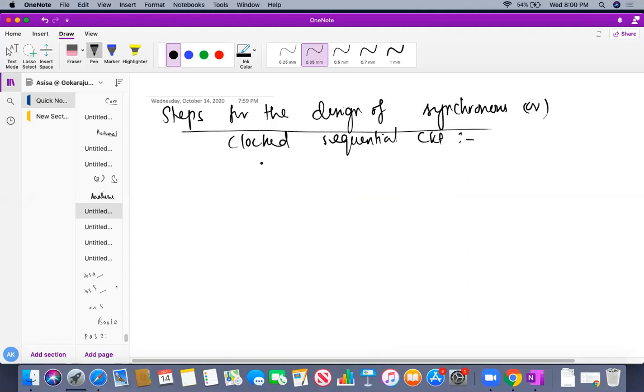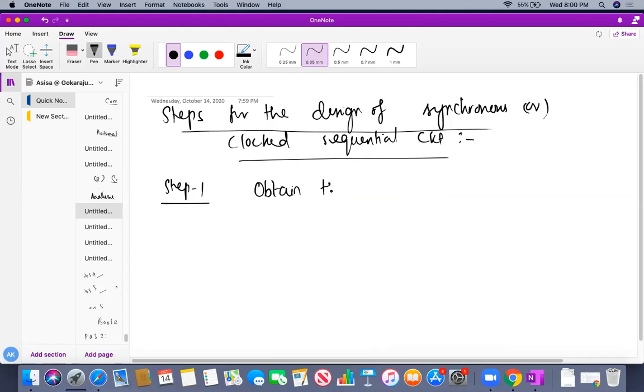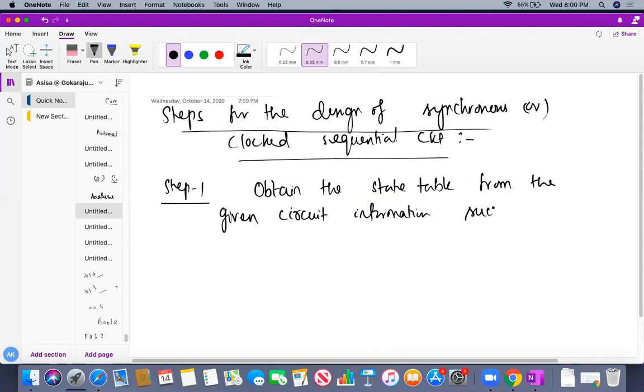Okay, so step one is to obtain the state table from the given circuit information. First you have to obtain the state table. I'll tell you all these things, don't worry. Obtain the state table from the given circuit information such as the state diagram. From the state diagram, you have to find out the state table.